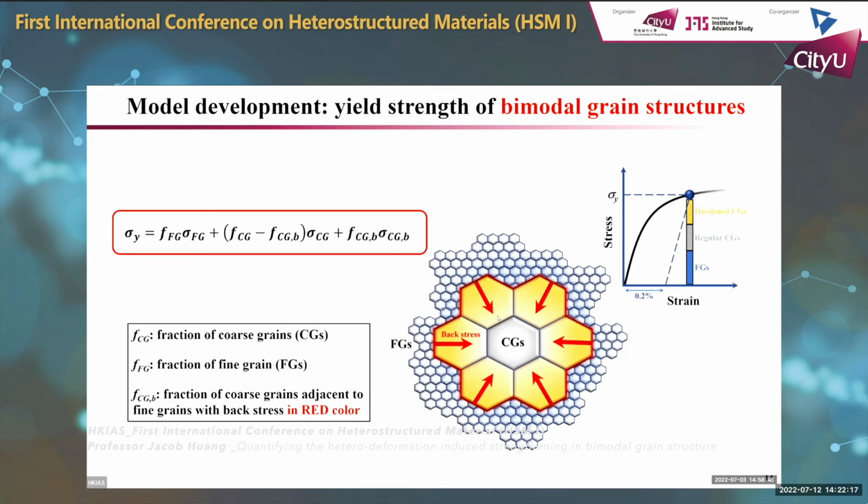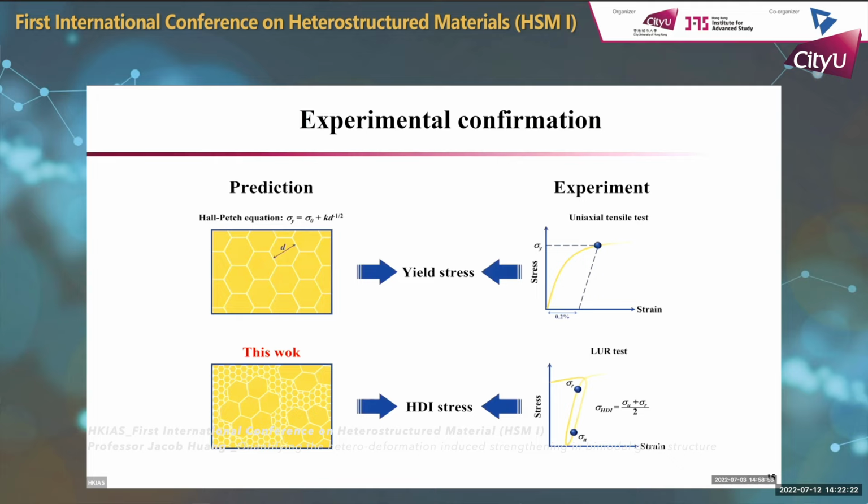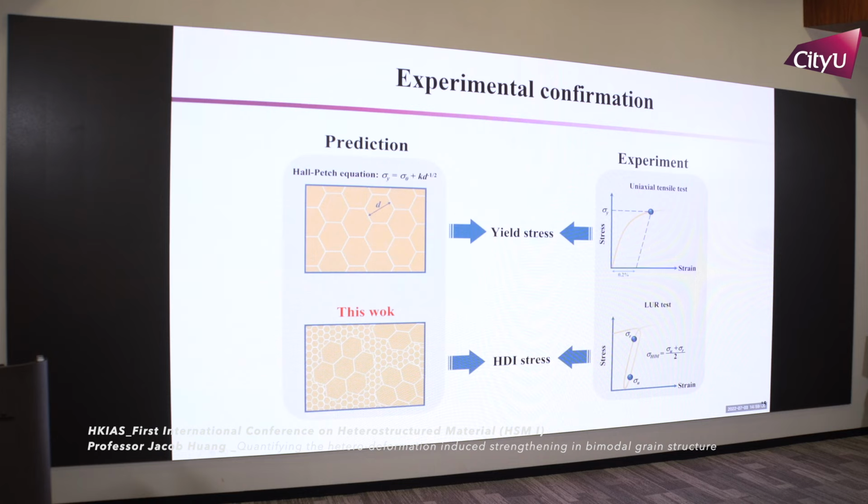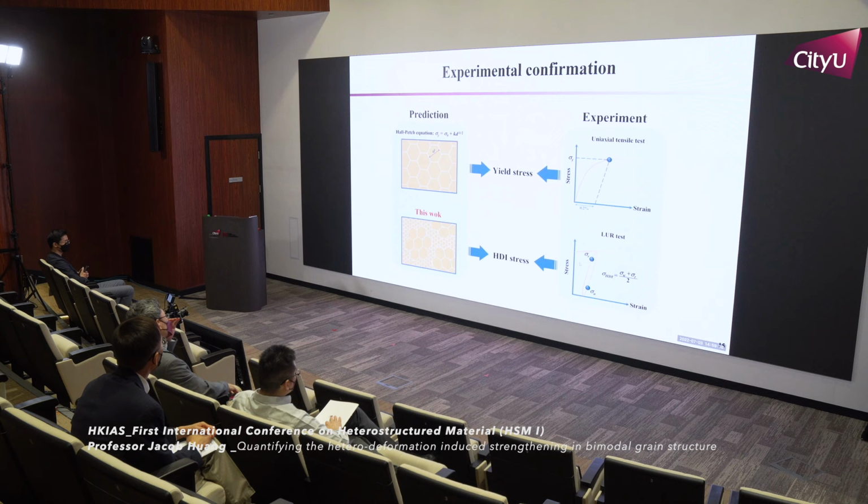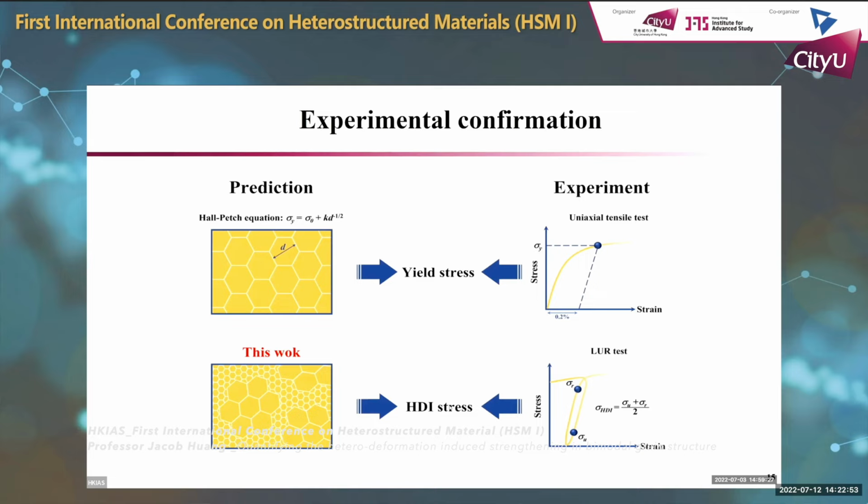So we try to do some experimental confirmation for our model. Conventionally, we do the uniaxial tensile test to get a yield stress and put it into the Hall-Petch relationship to match the uniform grain size with different grain sizes. And here, when you have a heterogeneous microstructure, we use LUR testing to extract the back stress, and the back stress can be matched to the microstructure with fine grain, coarse grain, or the grain subject to the back stress. So that's how we do the experimental confirmation.